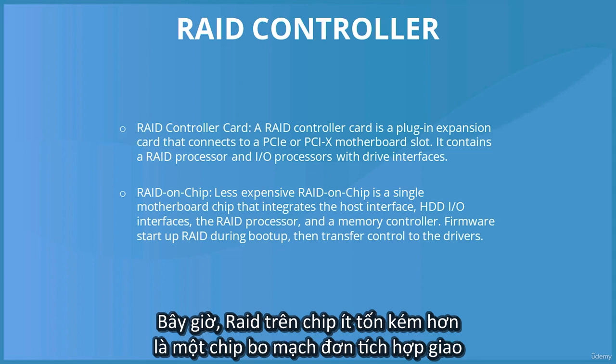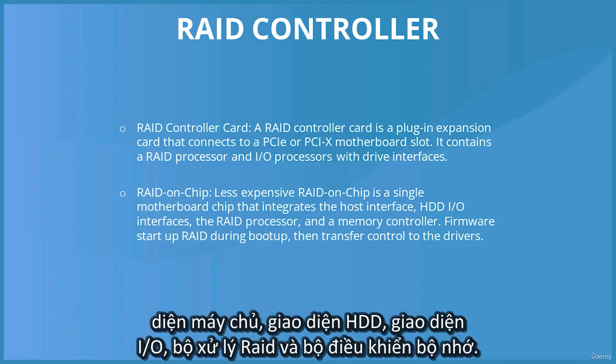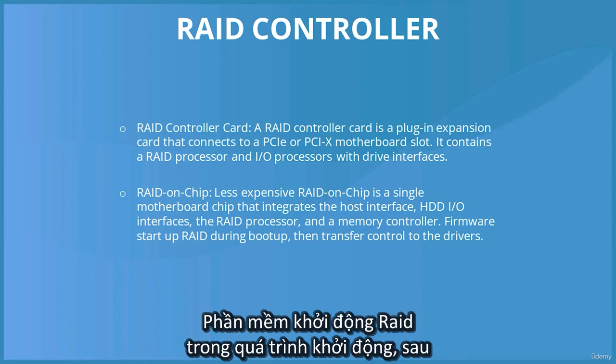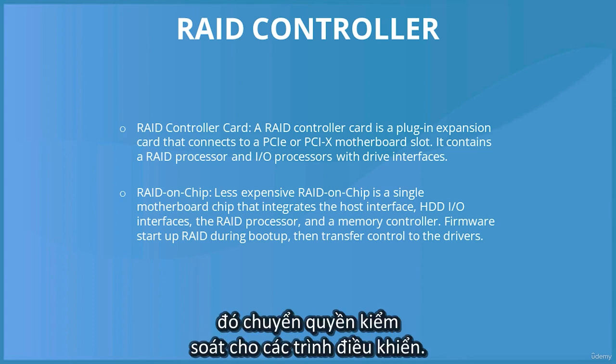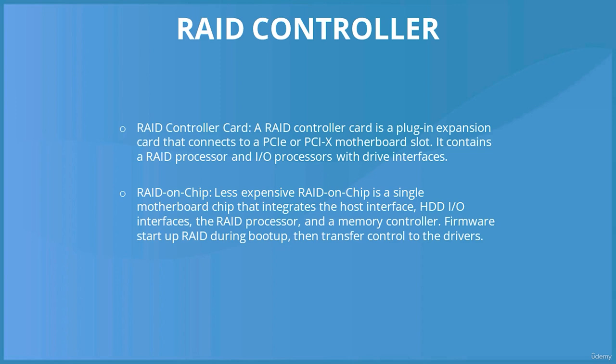Now, the less expensive RAID on chip is a single motherboard chip that integrates the host interface, HDD I/O interfaces, the RAID processor, and a memory controller. The firmware starts up RAID during boot up, then transfers control to the drivers.